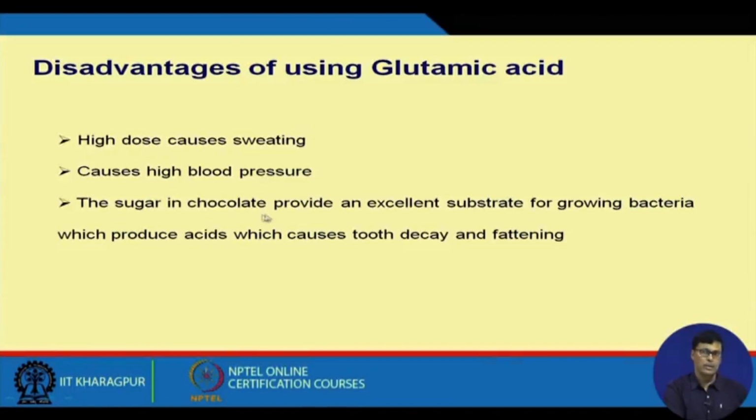The sugar in chocolate, this is particularly for the children. They take the chocolate to a great extent, and the sugar in chocolate provides an excellent substance for growing the bacteria, because this is an amino acid, so bacteria can grow because this is considered as a nitrogen source. Bacteria can grow very easily, which produce acids that cause tooth decay and fattening. So this is the problem that we have with chocolate, because chocolate has this detrimental effect, maybe due to this particular amino acid, because it helps the growth of several bacteria.